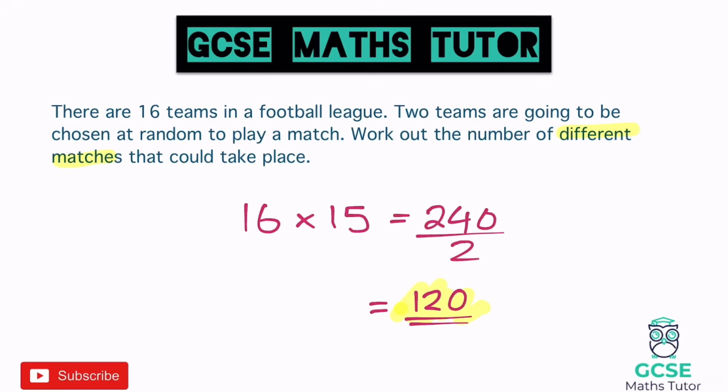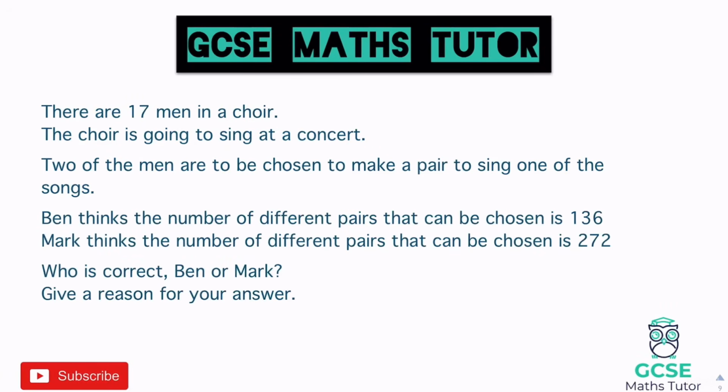Okay, so here's our next one. Okay, so we've got this question here. It's very similar to one of the ones that we started on. It says there are 17 men in a choir. The choir is going to sing at a concert. 2 of the men are going to be chosen to make a pair to sing one of the songs. Ben thinks the number of different pairs to be chosen is 136. Mark thinks the number of different pairs that can be chosen is 272. Who is correct, Ben or Mark? Give a reason for your answer.